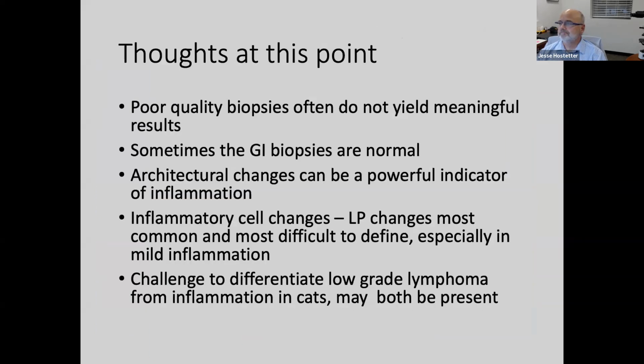All right. I want to share with you some philosophical thoughts right now. One is that poor quality biopsies often don't help us very much. We take a look, we see how far we can get, but really we're dependent on getting good quality biopsies. I've said it before, and I think it's important. Sometimes the biopsies are normal, and that's okay. Architectural changes are the most powerful and objective changes to look at. Try and look at them first. Inflammatory changes, especially lymphocytes and plasma cells, can be difficult to define, especially when they're mild.